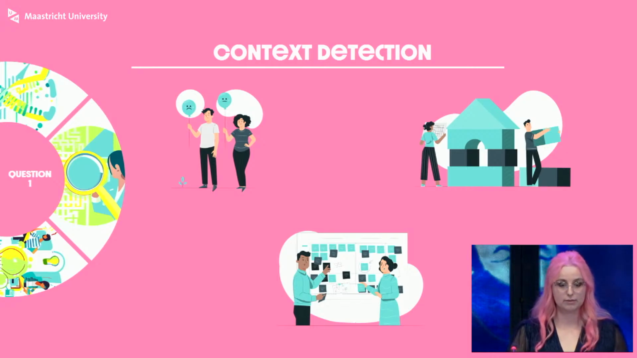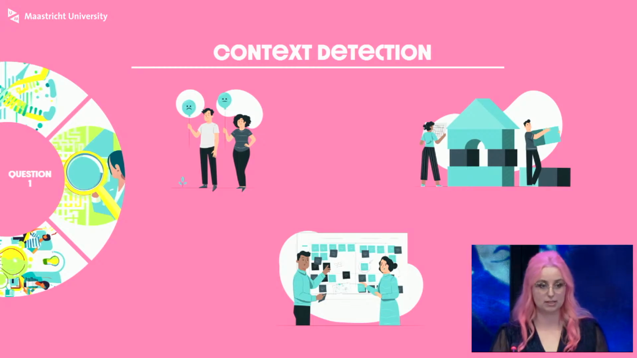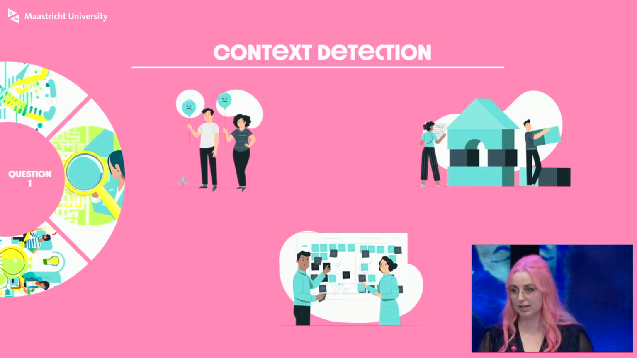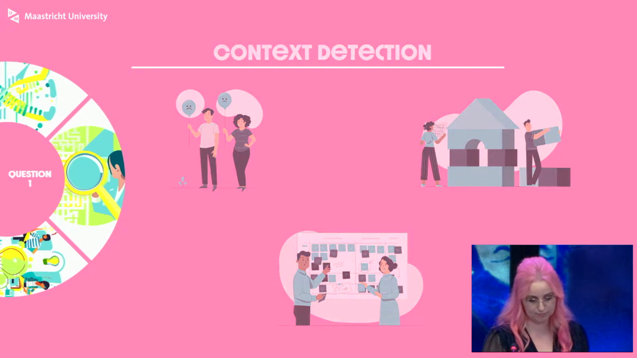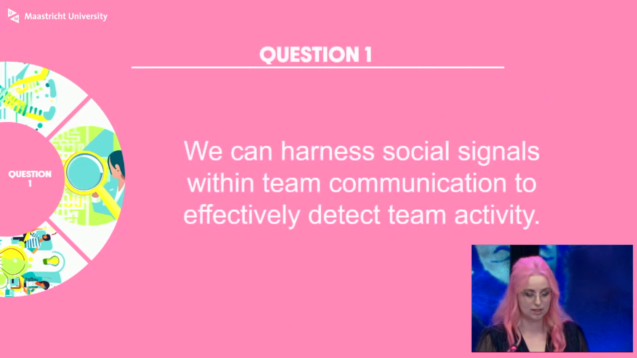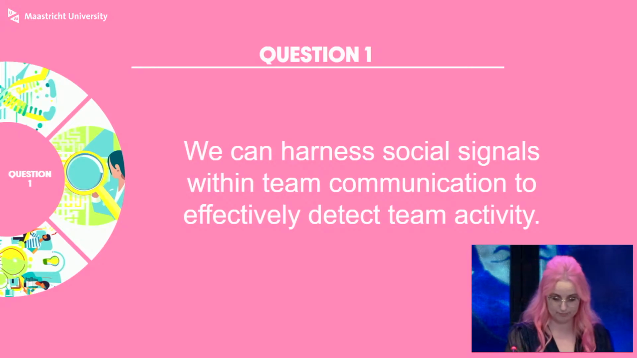In our analysis, we were able to demonstrate that this is indeed possible. All models performed above baseline, with the best performing subclass analysis performing at 94%, which is 30% above the baseline. Following the analysis performed in these two studies, we can answer the first question with yes. We can indeed harness social signals within team communication to effectively detect team activity.